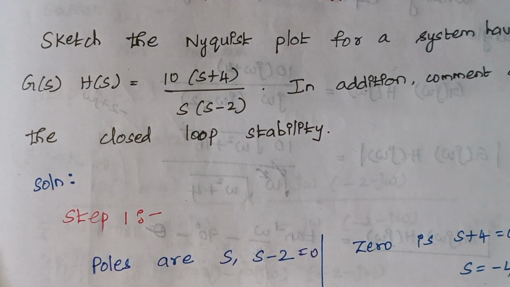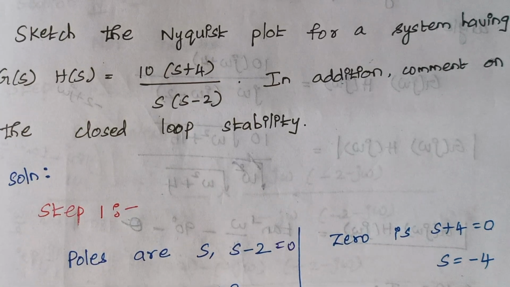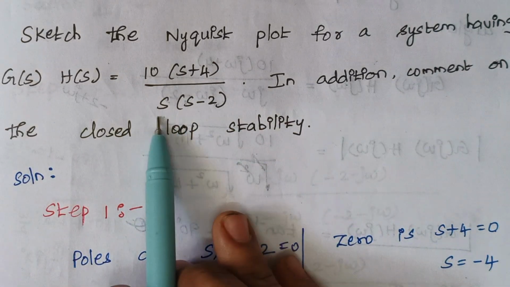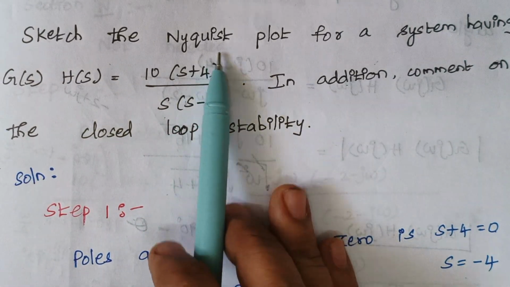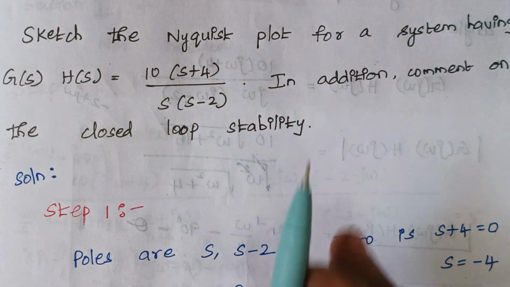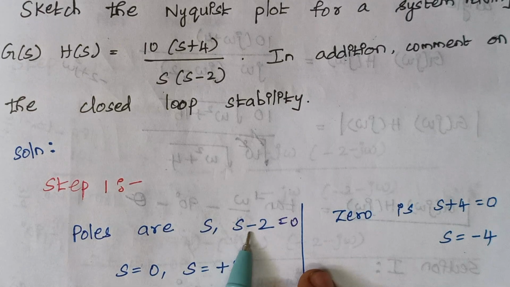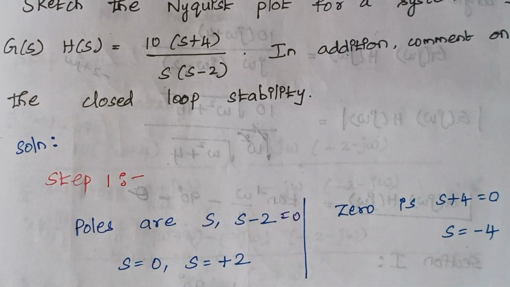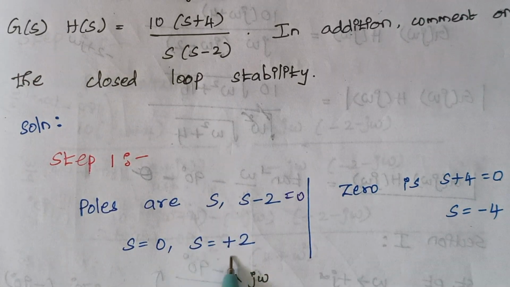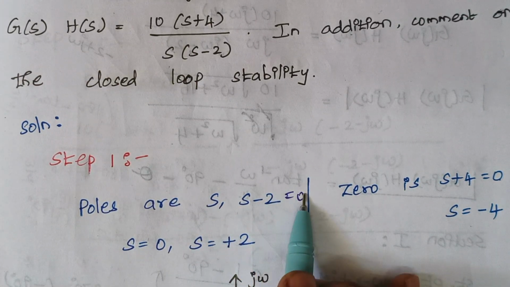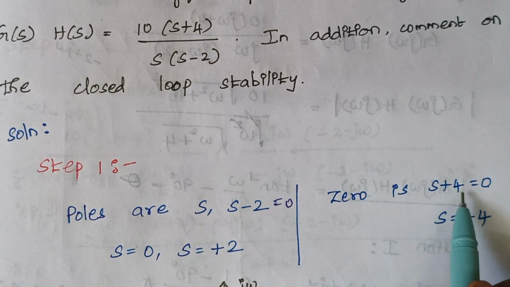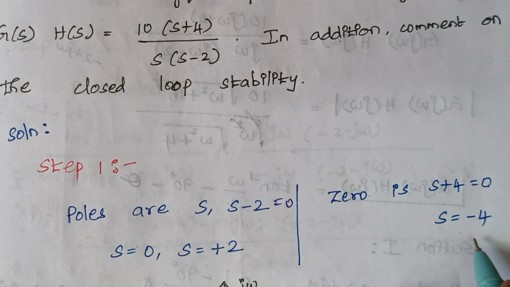First is step number 1: finding the number of poles lying on the right hand side of the S plane. Here the denominator terms are known as poles and the numerator terms are known as zeros. Now we are going to find all the poles and zeros. We equate these terms to 0. So the value of S is 0, and here the value of S is plus 2, since when you move the minus 2 to the right hand side, it becomes plus. And the zero is at S plus 4, so S is equal to minus 4.